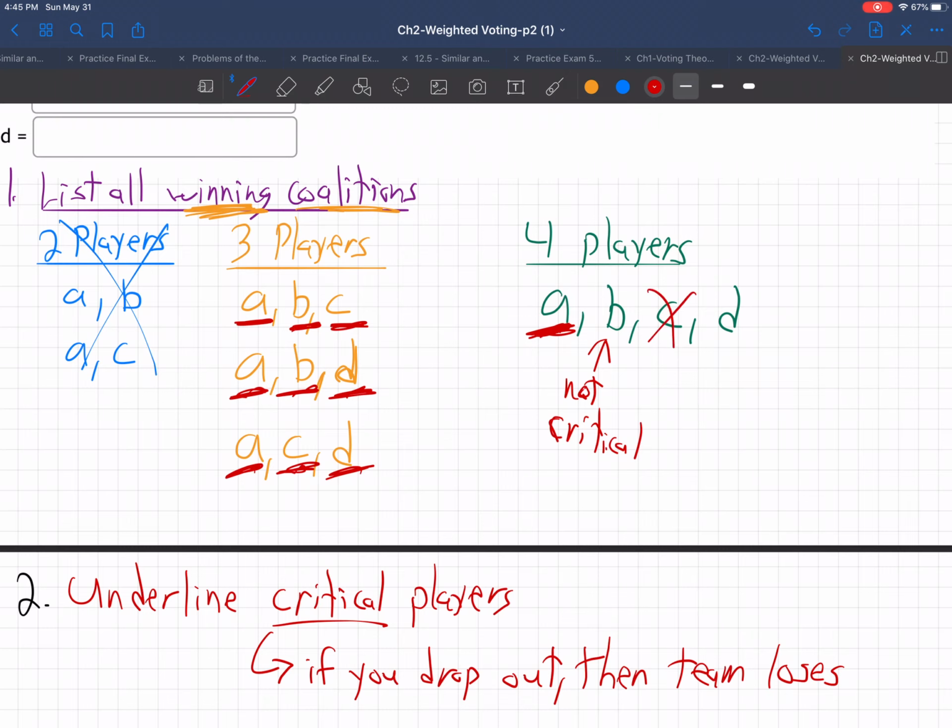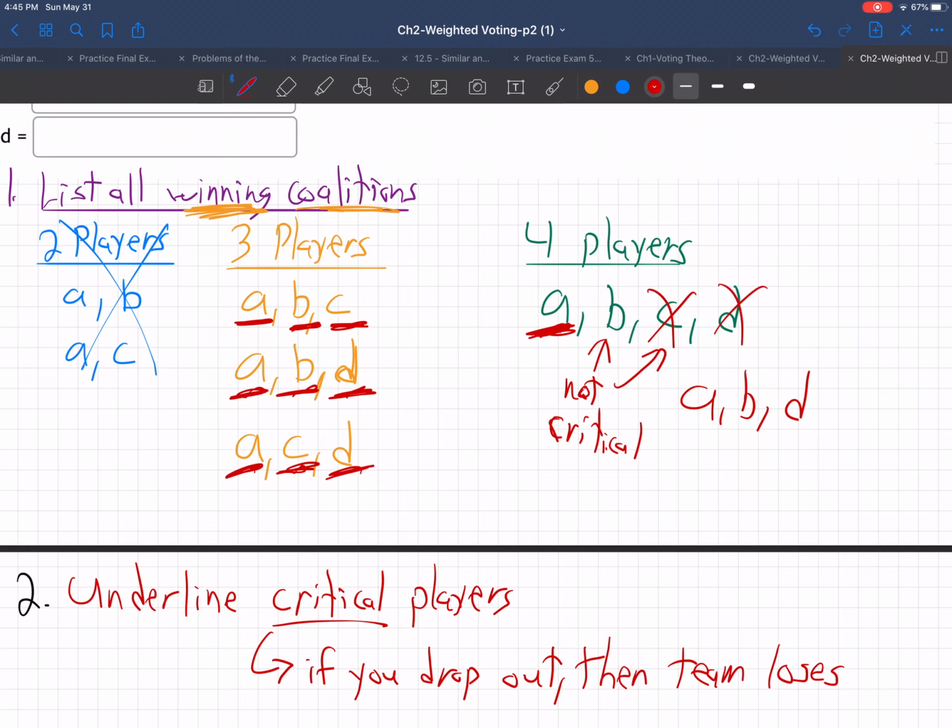How about C? What if C drops out? Well, then they got A, B, D left. And they're okay, right? Because they'll still have 3. Remember, we're just dropping them out one at a time. If just C drops out, they have A, B, D. And A, B, D doesn't lose. They're still a winning team because they got 3 members and they got A. So C is also not critical.